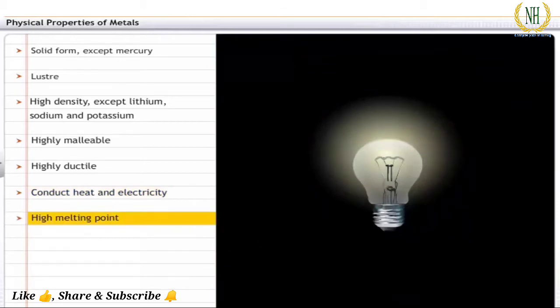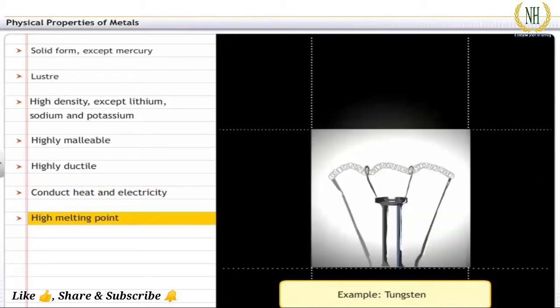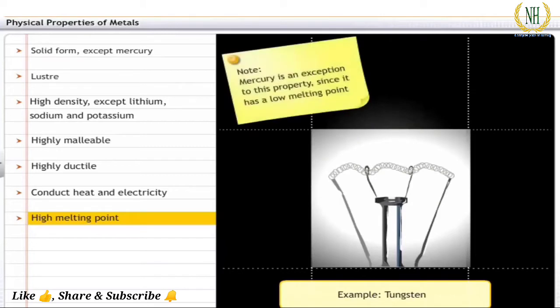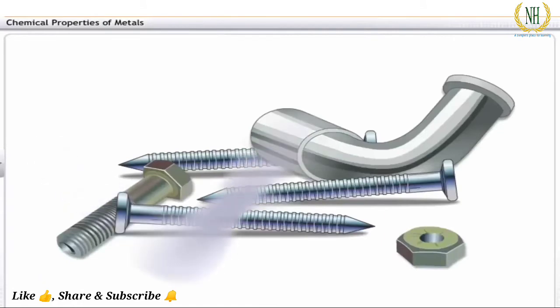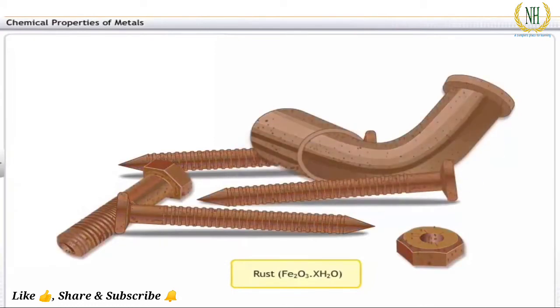Metals have high melting points. For example, tungsten has a high melting point due to which it is used in bulb filaments. Mercury is an exception to this property since it has a low melting point. Iron rusts because it reacts with moisture to form iron oxide, which is commonly known as rust.